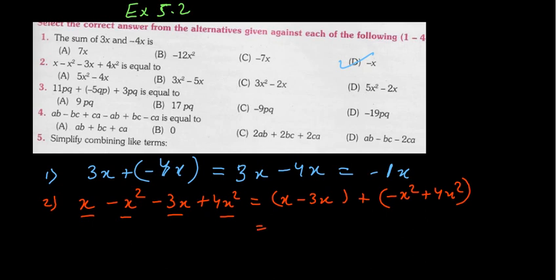So this will be x minus 3x, it will be minus 2x, and minus x square plus 4x square, so this is 4 minus 1, this will be plus 3x square. So the answer will be minus 2x plus 3x square. That is part C. Now next one, 11pq minus 5qp plus 3pq equals to.